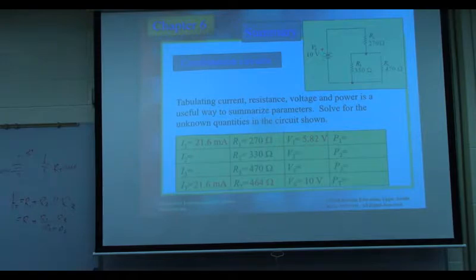Kirchhoff's voltage law. Voltage law, right? This voltage plus this voltage must equal 0. So this is 10, this is 5.82, so we know this one. So 10 minus this. Yes, perfect. So V2 and V3 equal this and this. Both are the same, because I decided. Never mind. Any questions on this? No, I got it. So far so good, right?